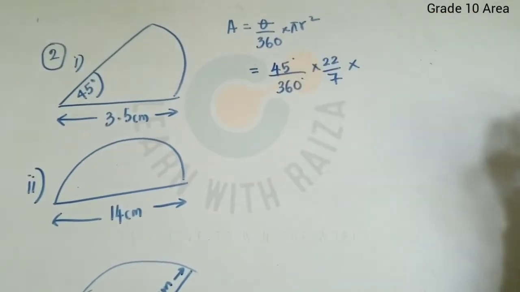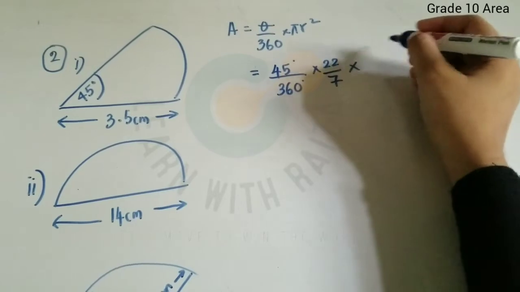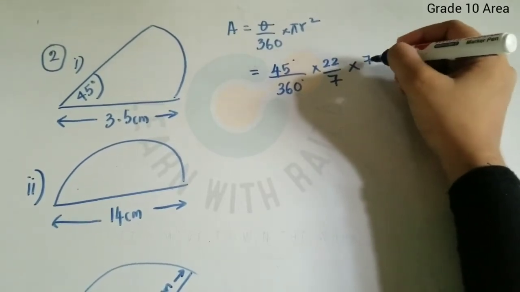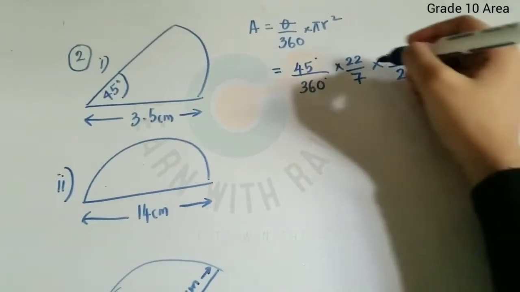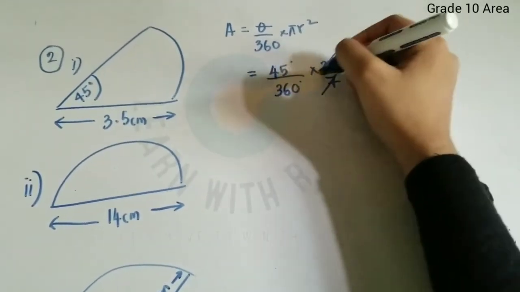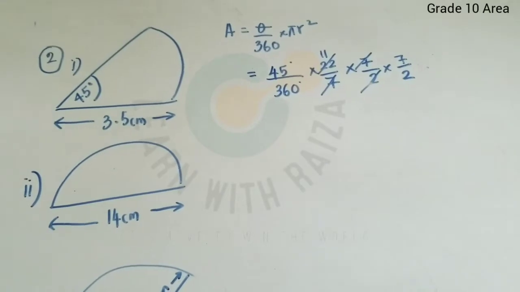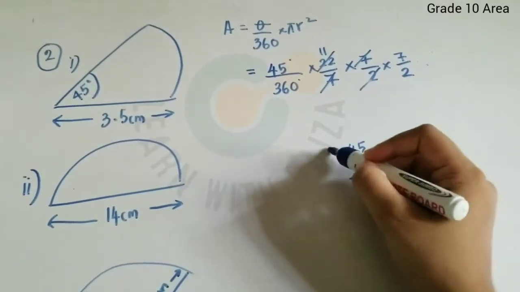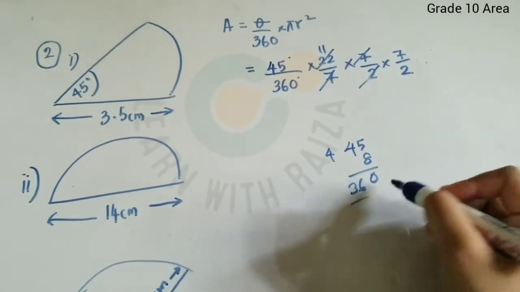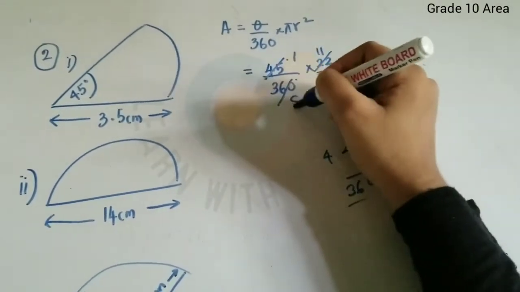Radius is 3.5. So rather than taking 3.5, you can take 7 upon 2, because 7 upon 2 is also 3.5, or else you can take 35 upon 10. Now I can cancel these things. 45 and 360 degrees, how can you cancel? Right, 45 times 8, if you multiply, you get 360.